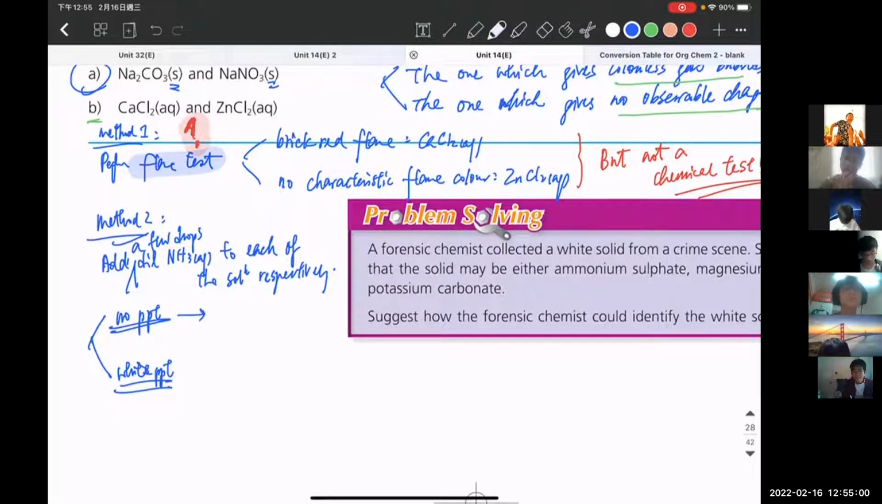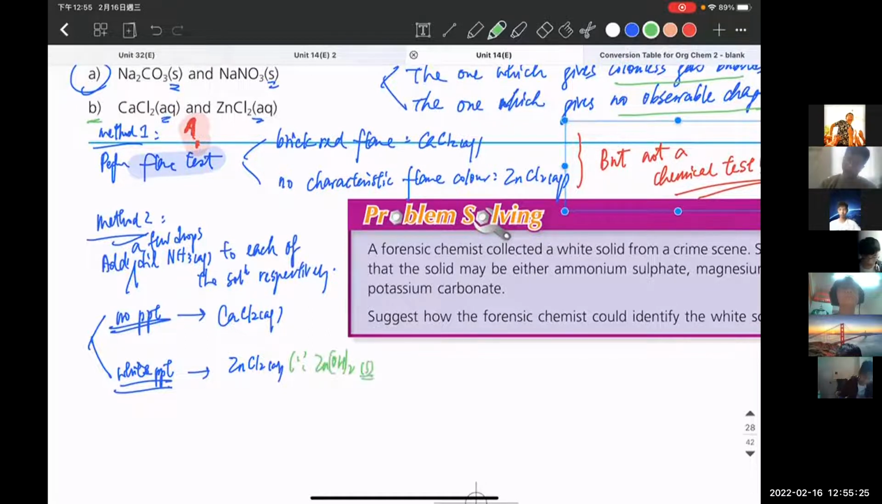If I add a few drops of dilute ammonia into each of the solutions respectively, there will be two cases. One, no precipitate, you already know it is calcium chloride. The other case is white precipitate. I know the sample is zinc chloride because zinc hydroxide, which is a water-insoluble substance, is formed. Do you understand?